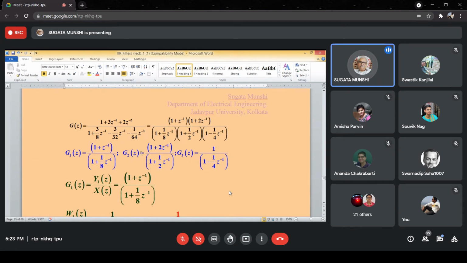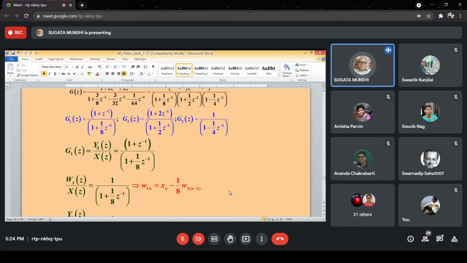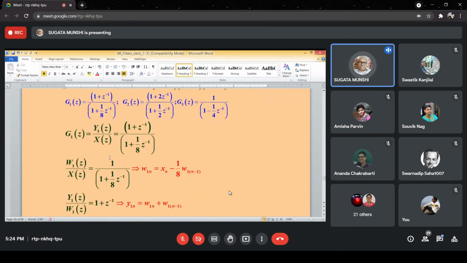So G1(z), its output, let it be y1[n], so it's Y1(z) by X(z), so that is the expression. I am trying to obtain the direct form 2 realization of G1(z).